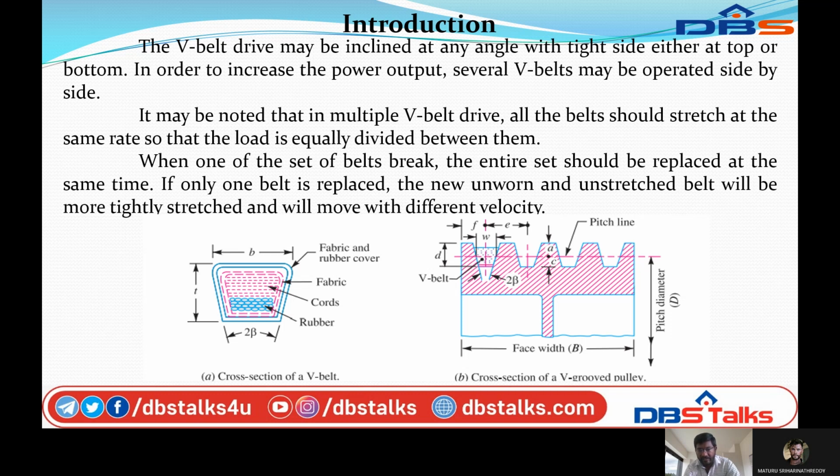This is the cross section of the V grooved pulley. You can see figure B. So what is the cross section? Pitch diameter D and face width B. This is the pitch line, the dotted line, and the axis line. This is the V belt drive. The angle is 2 beta, so the beta angle is approximately 30 to 40 degrees.